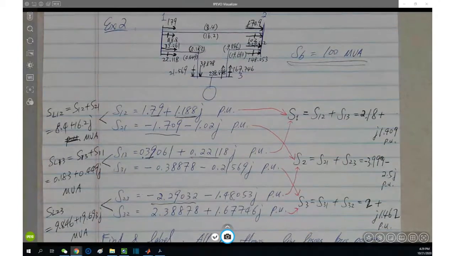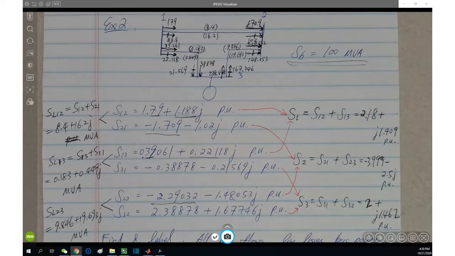Here I'm receiving a question. Jacob is asking, so you must find line loss before bus power? No, not necessary. You can do it any way you want. Say if you have the line flows, you find the bus power first. That's absolutely fine. Order doesn't matter. Absolutely fine.